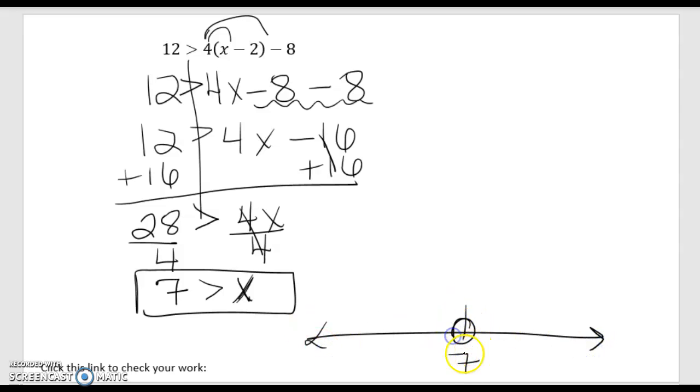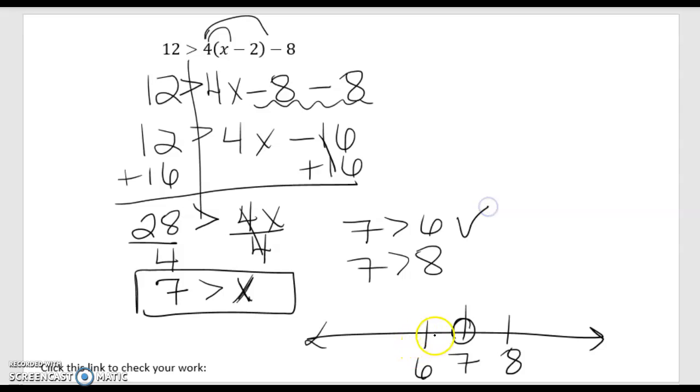And my 7 is going to have an open circle. When I test a 6, 7 is greater than 6 is true, so I'm going to shade this way.